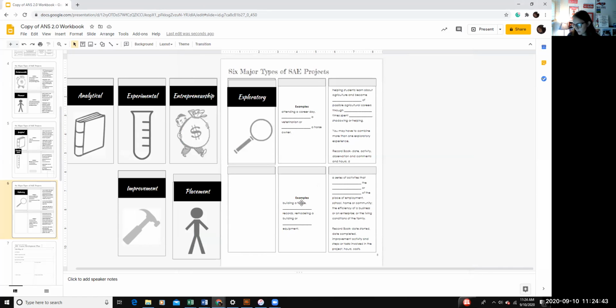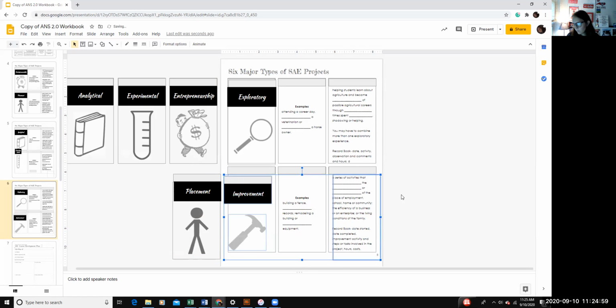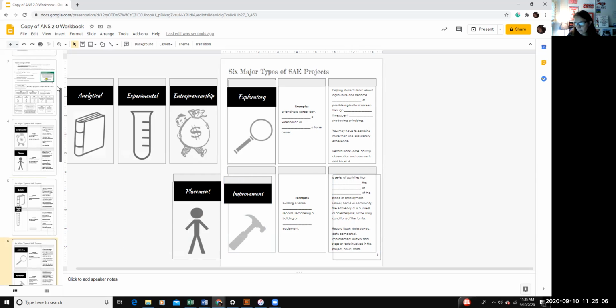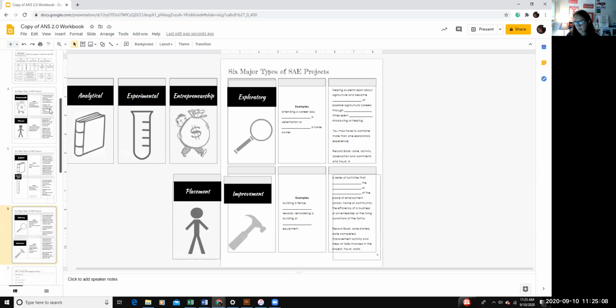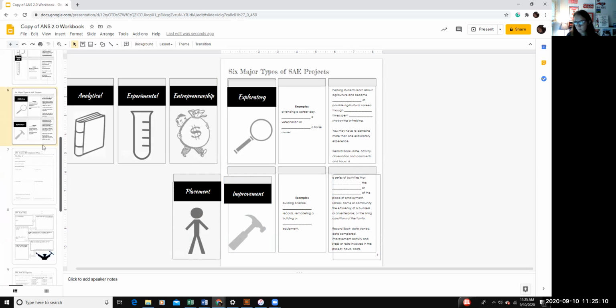So we have our examples here. So we would drag improvement here, and then fill in our details. Any questions on that, the types of SAE?